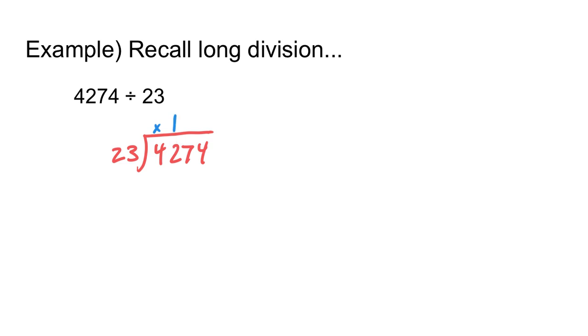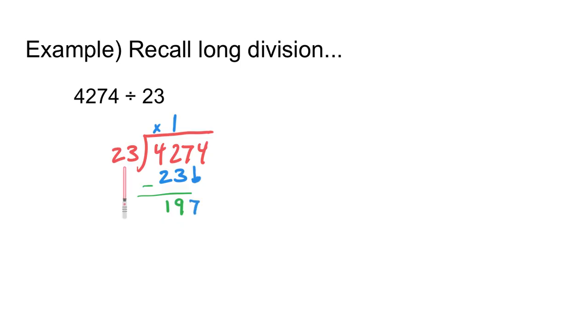So now, we take this number 1 up here and multiply it by 23. So we take 1 times 23 and we get 23. And then we end up subtracting 23 from 42, giving us 19. Now, we take the next digit in our original number and bring that straight down. And now we repeat the process.